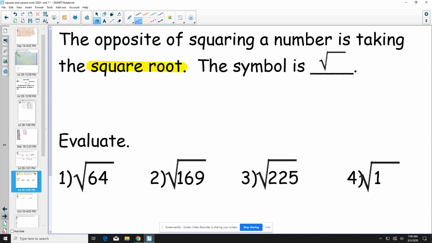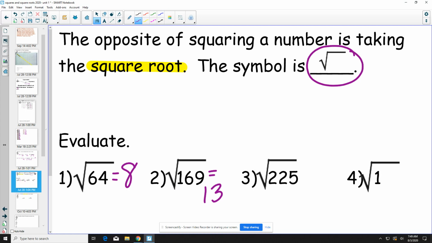The opposite of squaring a number is taking the square root. The square root symbol looks like this. So when we do number 1 here, the square root of 64 means what number times itself gives you 64? Well, if I look at my table, 8 times 8 is 64, so that would be 8. Number 2, square root of 169, what number times itself gives you 169? That would be 13.